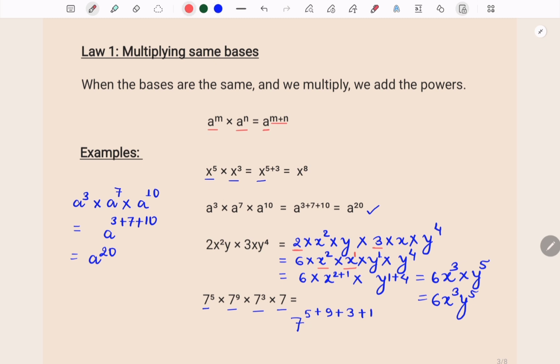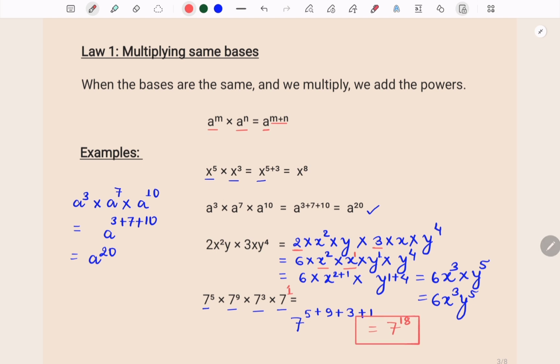Do not forget about this. There is a 1 there, right? I already mentioned that 1 can be raised as power to any number and that number will not change. Okay. So now add them up and we will have 7 raised to the power 5 plus 9 is 14 plus 3 is 17 plus 1 is 18. So 7 raised to the power 18 will be the answer.